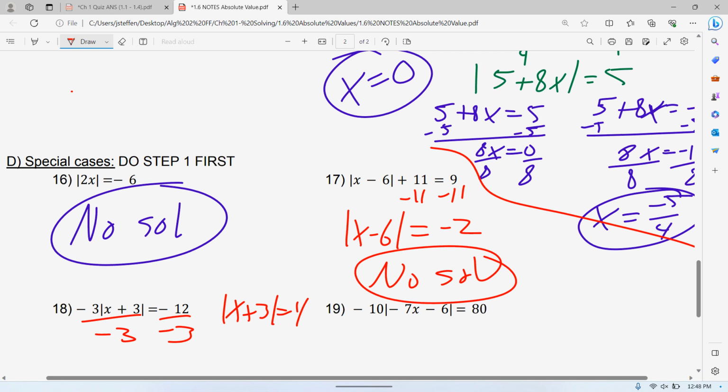And again, number 19, I'm going to skip over this, but number 19 is the same idea. You just have to make sure you divide by negative 10. Make sure you're not adding 10 to both sides. That's the most common mistake on that one.